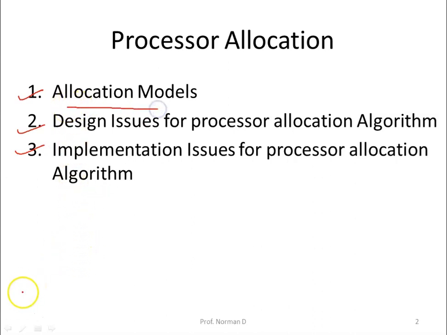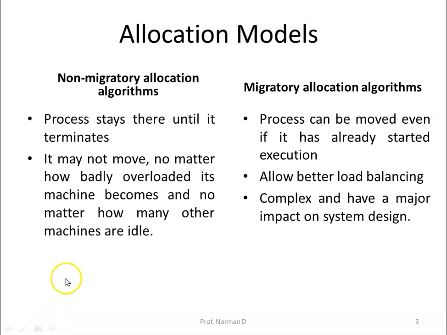Starting with allocation models. These can be classified into two: non-migratory allocation algorithms and migratory allocation algorithms. In the first, with respect to the non-migratory algorithms, when a process is created, a decision is made about where to place it. Once placed on a machine, the process stays there until it terminates. It may not move no matter how badly overloaded the machine becomes, and no matter how many other machines are idle.